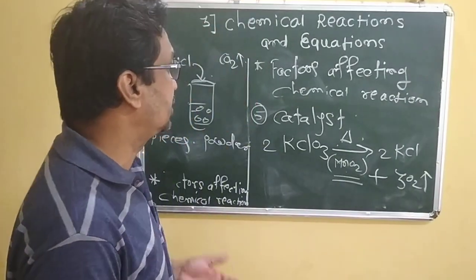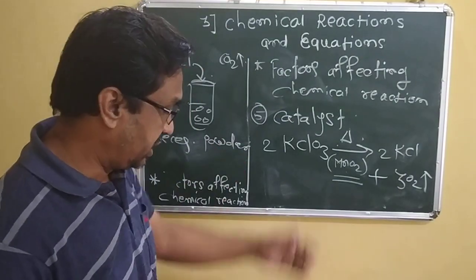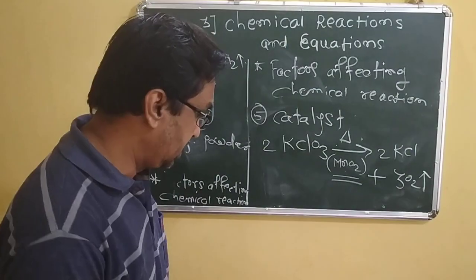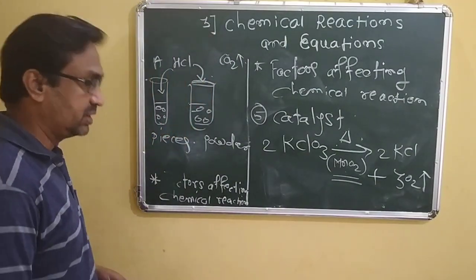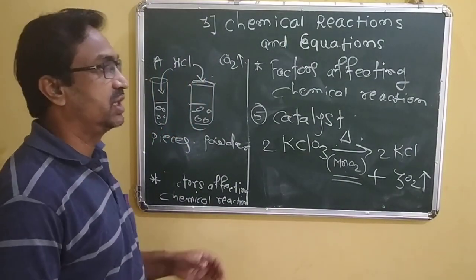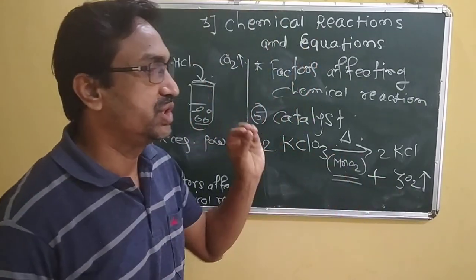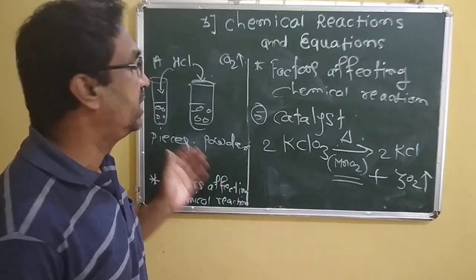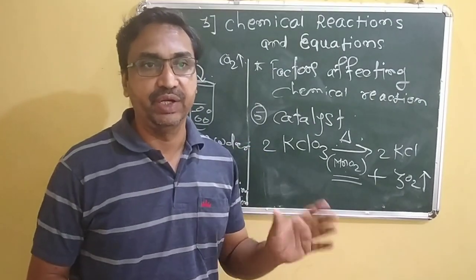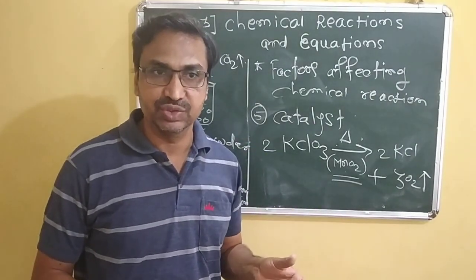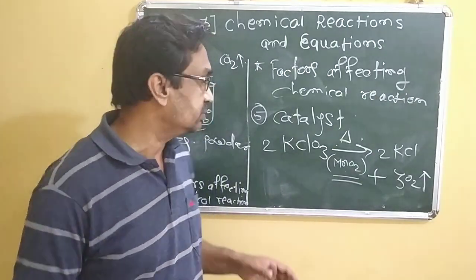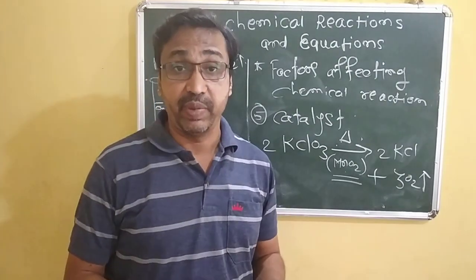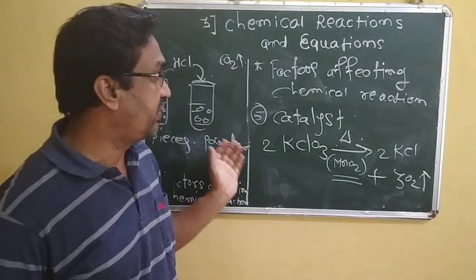So for the rate of reaction, there are different parameters: nature of the reactants, size of the particle, concentration of reactants, temperature, and catalyst. These are the 5 different factors which can change the rate of a chemical reaction. So we have studied double displacement, endothermic and exothermic reactions with some examples, and last, the factors affecting a chemical reaction, 5 factors.